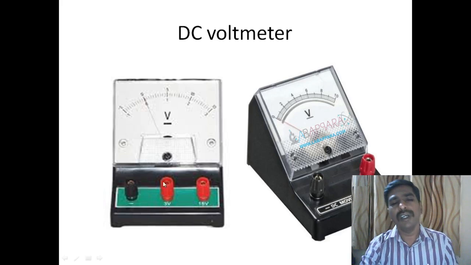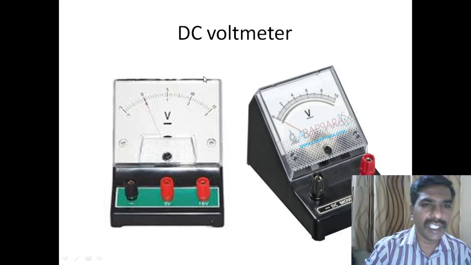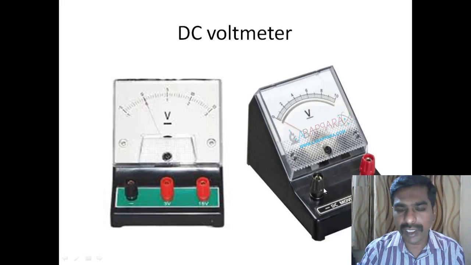So multiple voltage ranges are possible with the DC voltmeter. And there are only two points: one is negative, black, and another is positive, the red color. It ranges from 0 to 10 volt. It's a DC voltmeter if it has a straight line.